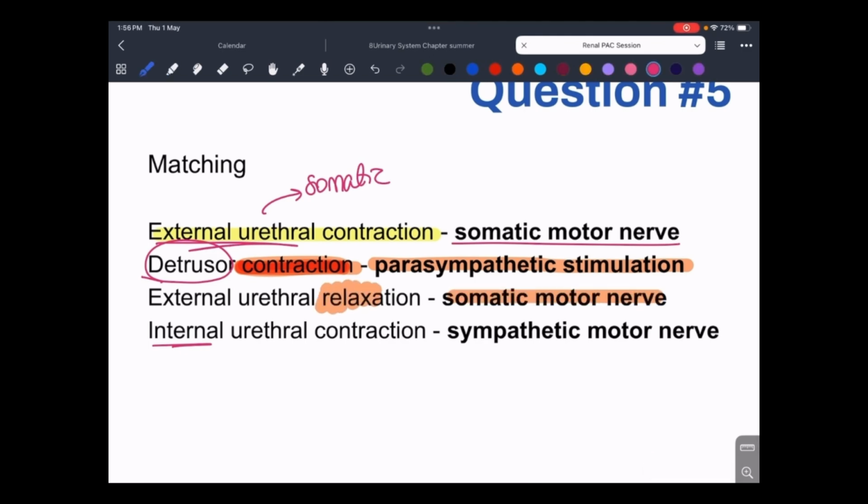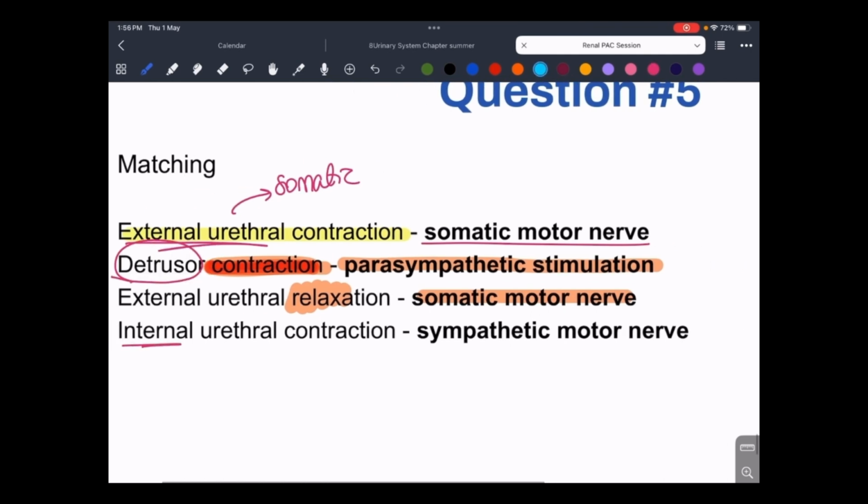External urethral relaxation. It's also related to the somatic motor nerve, but what's going to be the difference? Here, it's going to be relaxation. Sorry about that. Relaxation happens during urination, and here it's the opposite, it does not happen during urination. Usually it's closed, right? Okay.